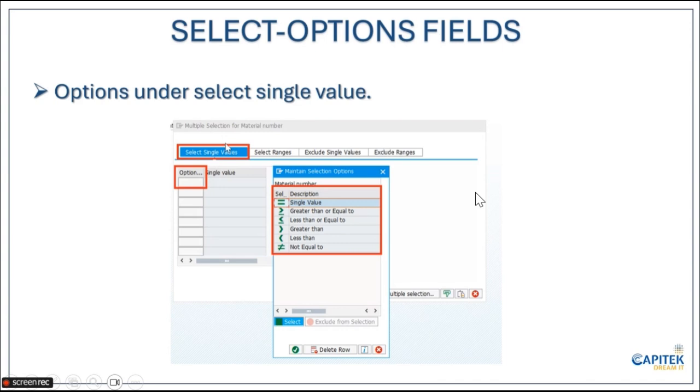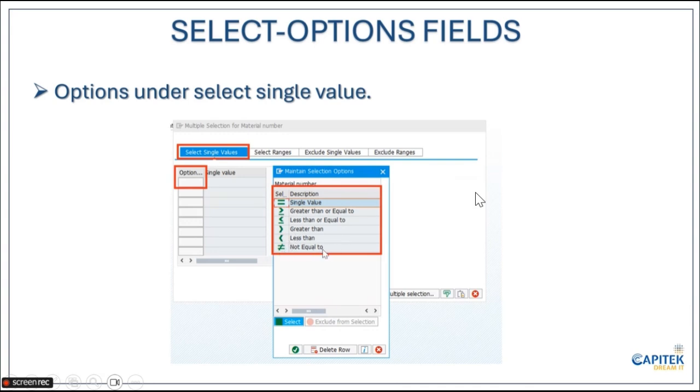It will have select single values, select ranges, exclude single values, and exclude ranges. All the options you can see on this screen. If you click on select singles, in the option we can see these values: equal to, greater than or equal to, less than or equal to, greater than symbol, less than symbol, and not equal to.